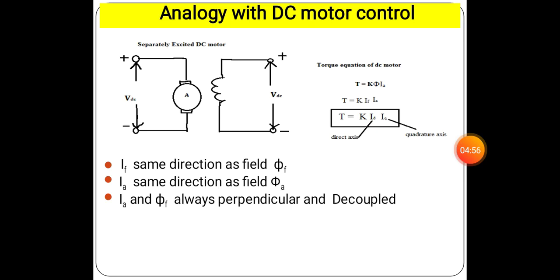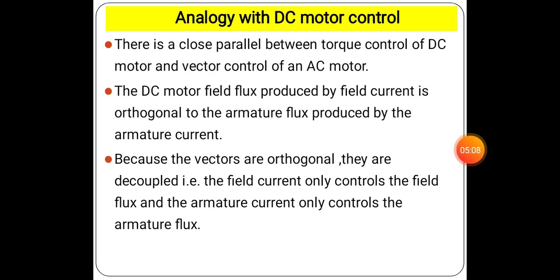and the armature current and field flux are always perpendicular and decoupled. So according to the previous slide, we can say that there is a close parallel between torque control of a DC motor and vector control of an AC motor. In the DC motor, the field flux produced by the field current is orthogonal to the armature flux produced by the armature current. Because the vectors are orthogonal, they are decoupled. That means the field current only controls the field flux and the armature current only controls the armature flux. So both are independently controlled. For that reason, vector control is a very important method.